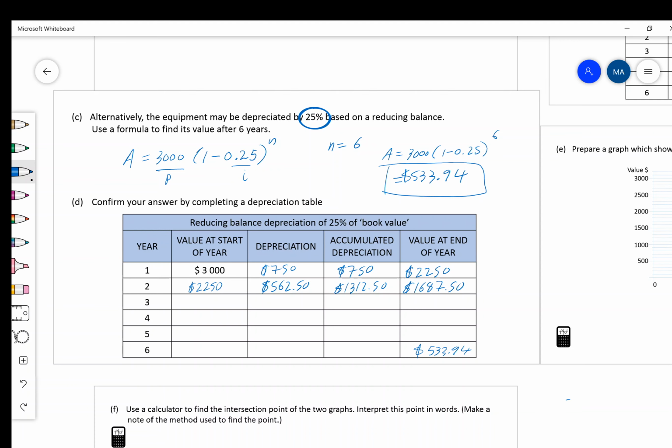Right, so you can see that the level of depreciation year on year is going to change, so you've got to work that out each and every time. Righto, so once again, I want you to pause the video at this stage and then try and complete this table and see how close you get to 533.94 at the end. Okay, go ahead.